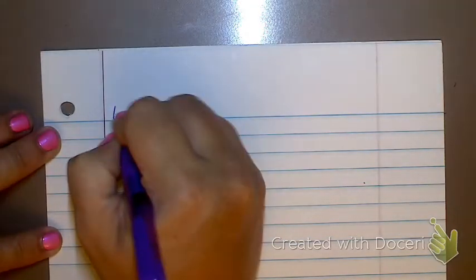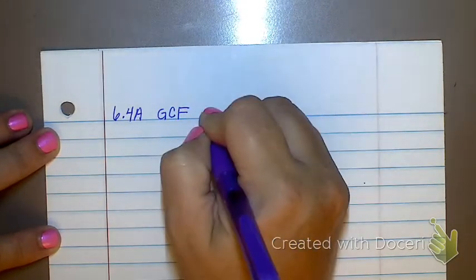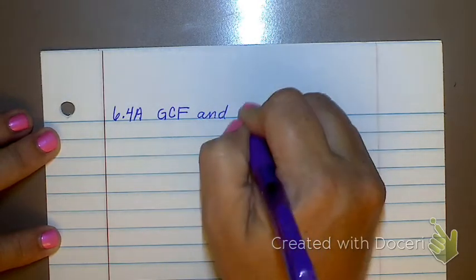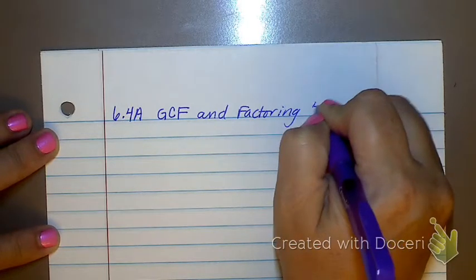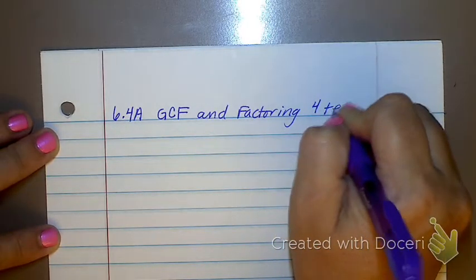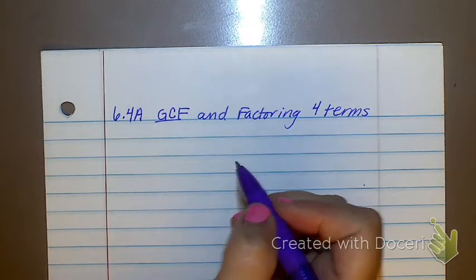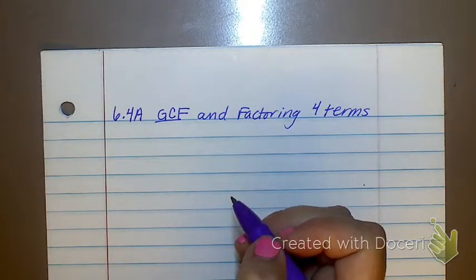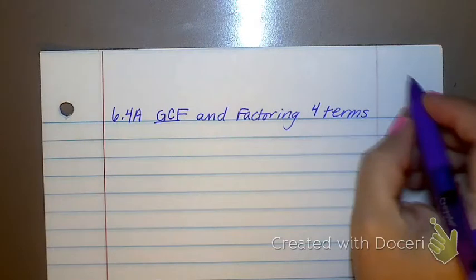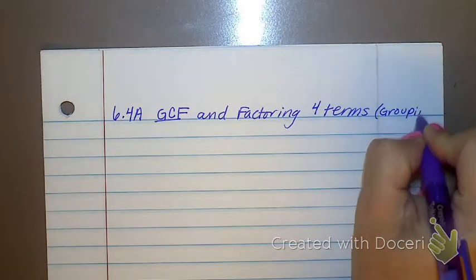So 6.4a today. We did skip a couple sections of Mod 6, but that's okay. We are beginning our week of factoring. We're going to do two kinds of factoring today. GCF. What does GCF stand for? Greatest common factor. And then we're going to learn how to factor something that has 4 terms using a method called grouping.